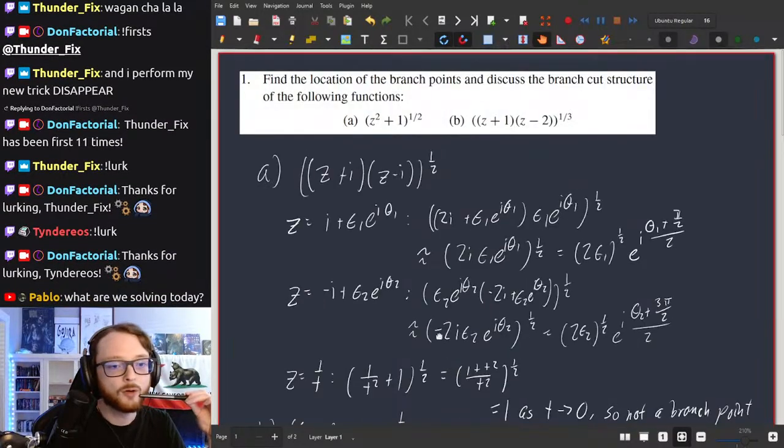Hey, Pablo. Oh, I guess I was just talking through it. The short answer is the question at the top here, part B. I'm trying to justify why there's a branch point at infinity.